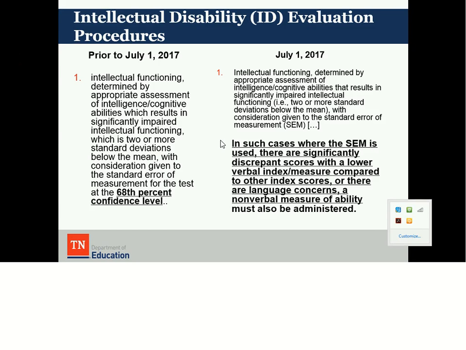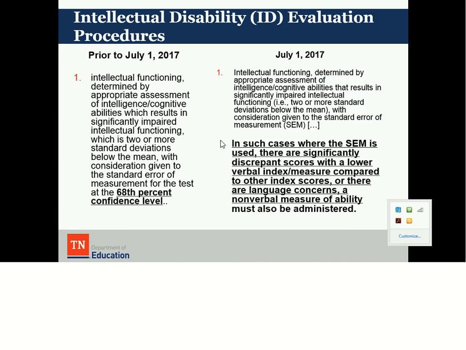When the SEM is used, or when we see significantly discrepant scores between the verbal index of whatever measure you're given and the other high loading indexes, we want to make sure that we are not somehow misidentifying students under intellectual disability when really there's a language delay or a language impairment that's impacting a student's ability to perform well on a verbal measure. Even a verbal measure that has nonverbal components can be skewed, because directions are given verbally.